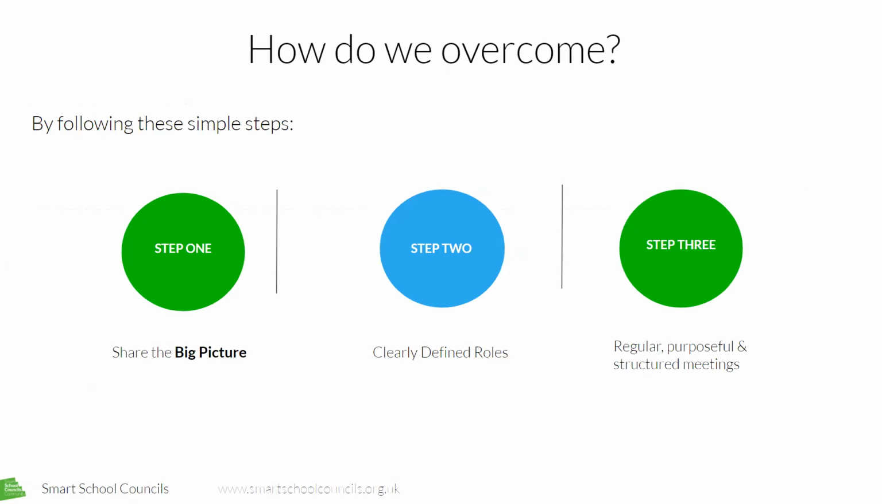We're going to share with you three steps that we think are the foundations for a successful communications team, for well-managed and functioning student leaders who know what their role is, who know how to do it, and know why they're doing it. Step one is sharing the big picture. Step two is having clearly defined roles. And step three is having regular, purposeful, and structured meetings.